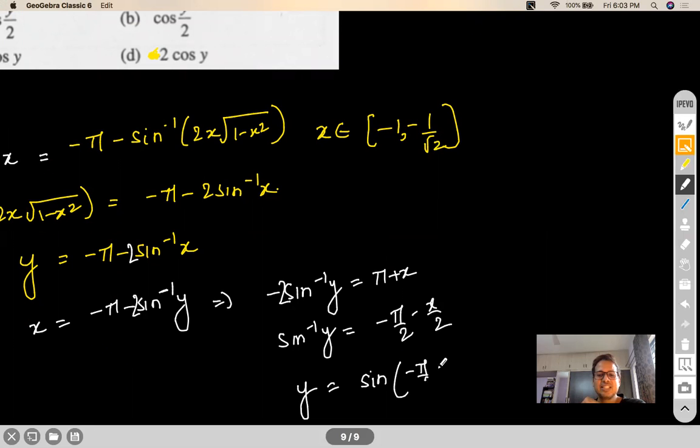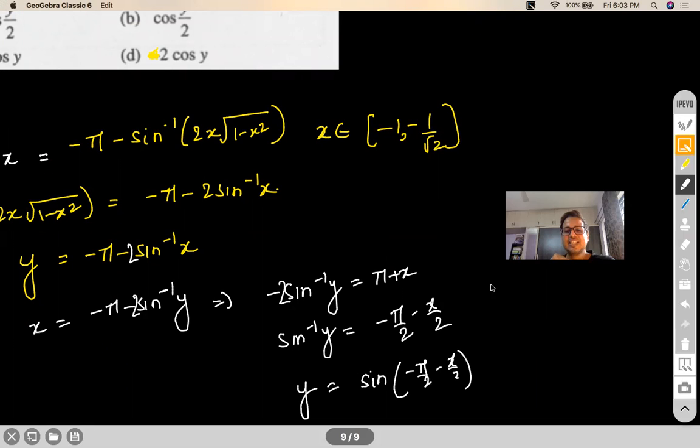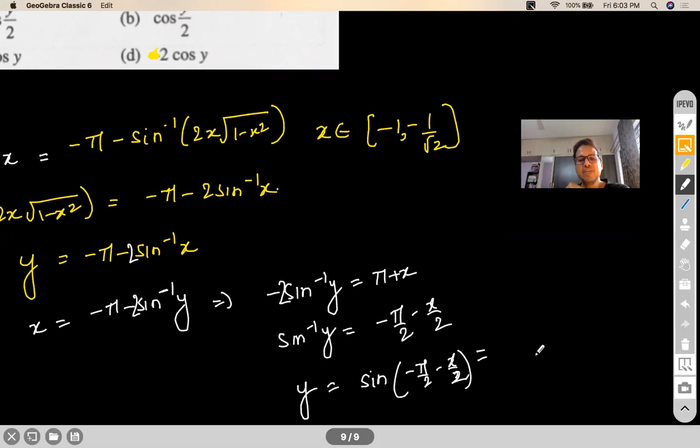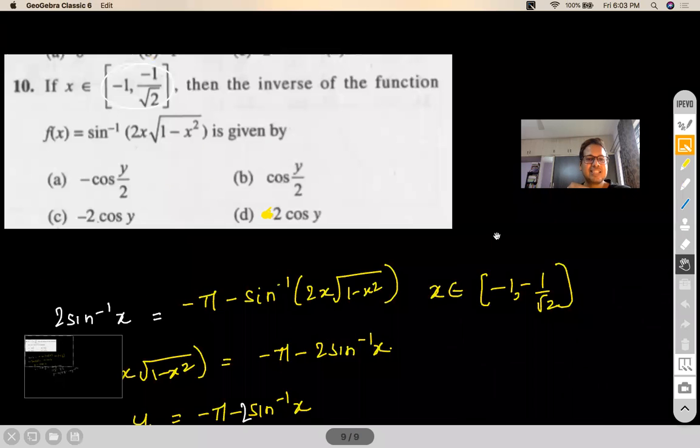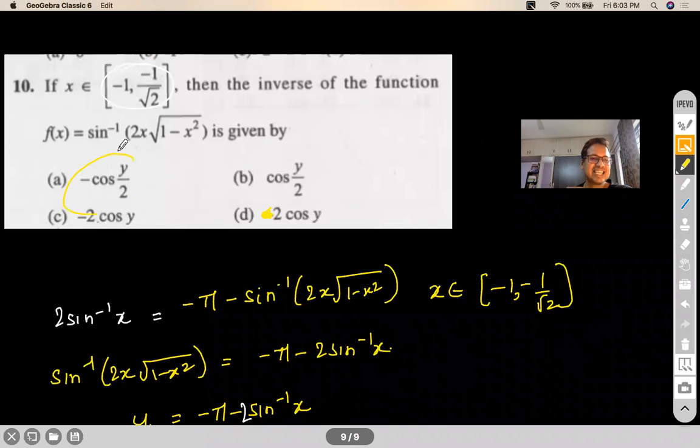Okay, what is sine of this? Sine of this is simply going to be minus cos x by 2. So this is going to be your inverse of this function. By the way, this question setter has made a mistake. He has given the answer in terms of y. Ideally, the inverse of a function should be in terms of x only. So assuming that he meant this answer, option number A is correct.